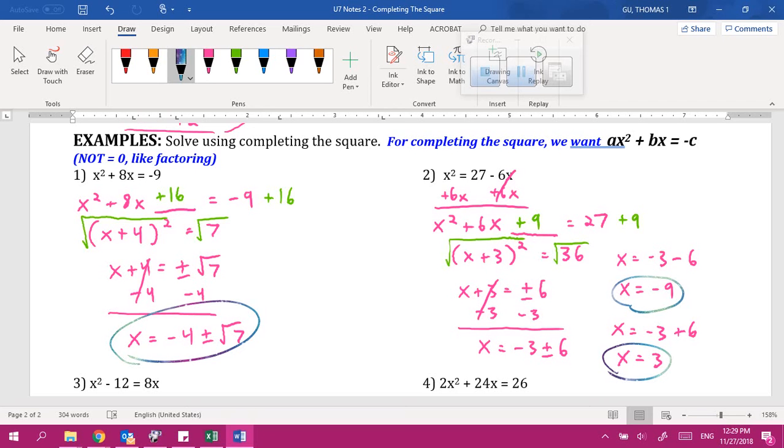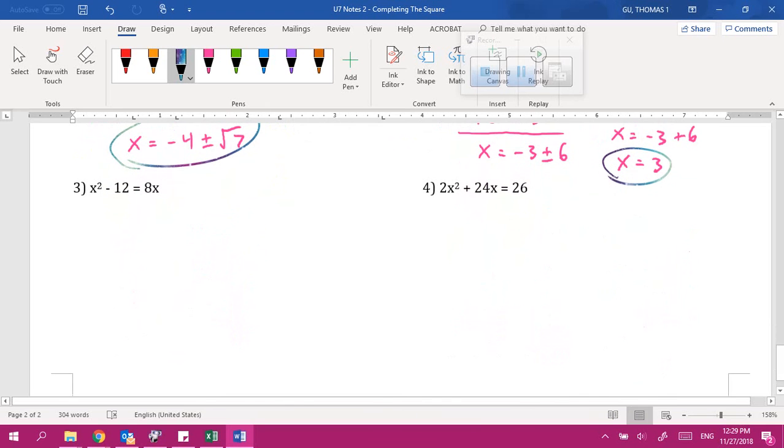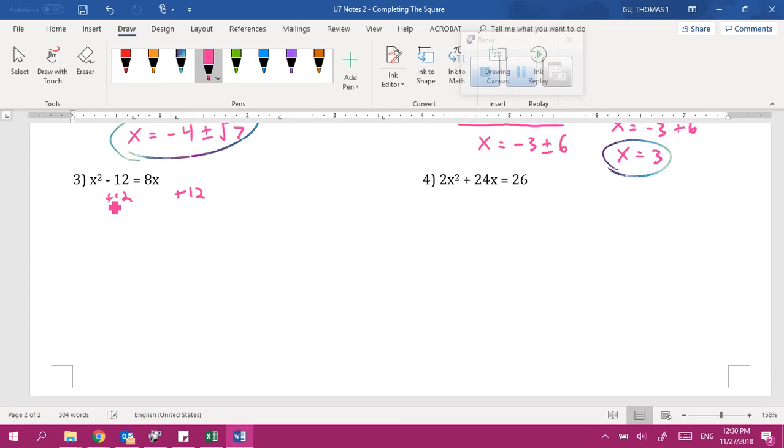All right, let's go to number 3 then. On number 3, x squared minus 12 equals 8x. Is that in the form that we want it to be? No. What do we need to move around here? It's already being subtracted, so we got to add the 12. Is that it, though? No. Subtract what? 8x. That's right. We got to subtract the 8x as well.